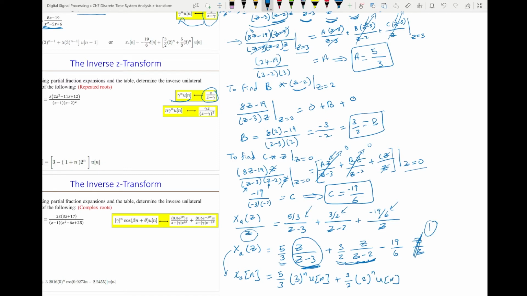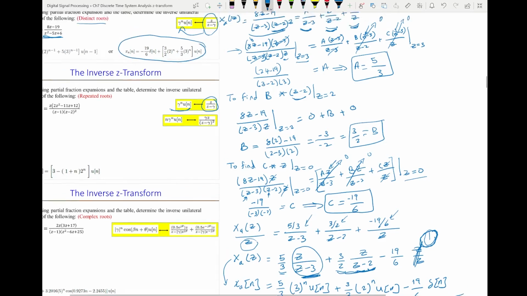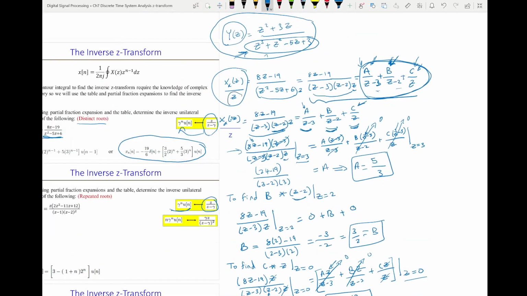Now this Z over Z is 1, so I will get minus 19 over 6. The inverse Z transform for 1 is a delta. And this is the answer. So this is exactly the same as this one here. Now you could have solved it without dividing by Z to create it in this form.